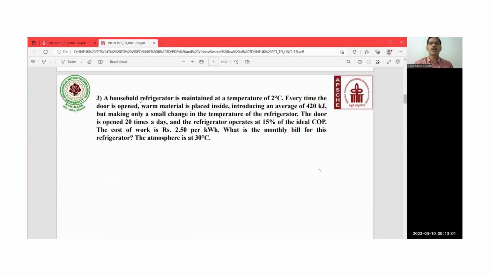A household refrigerator is maintained at a temperature of 2 degrees centigrade. Every time the door is opened, warm material is placed inside, introducing an average of 420 kilojoules, but making only a small change in the temperature of the refrigerator. The door is open 20 times a day.